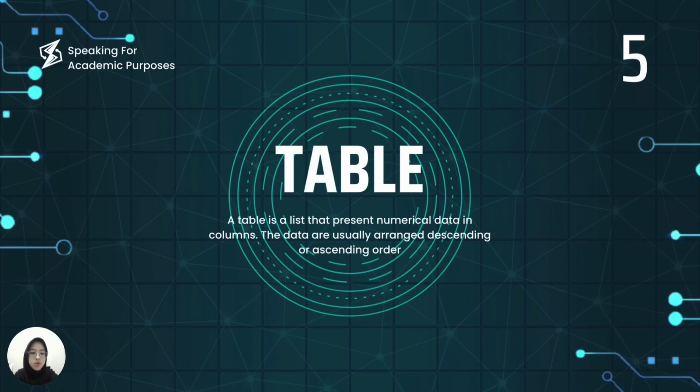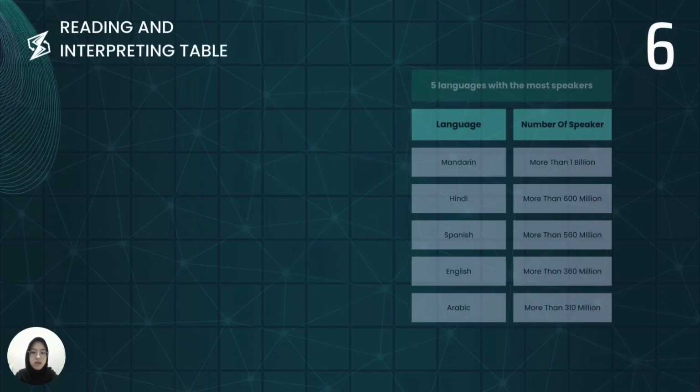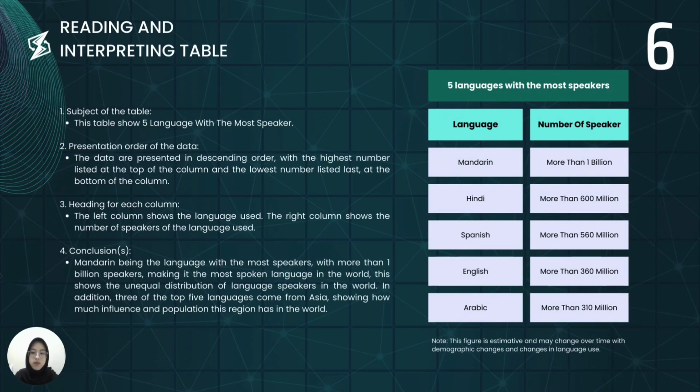And part 2 is the table. What is a table? A table is a list that presents numerical data in columns. The data are usually arranged in descending or ascending order. Same here, for reading and interpreting the table, you must know the subject, the presentation order, the data, and the heading for each column. After that, you can make the conclusion from them.